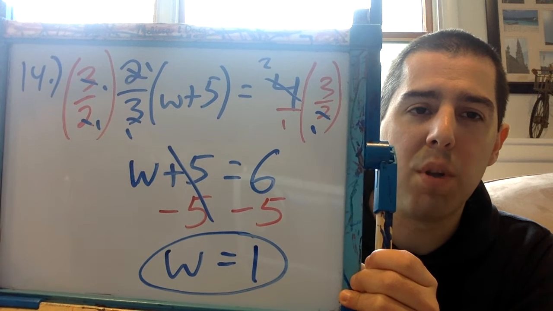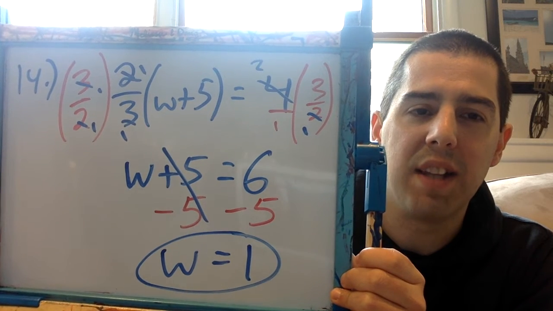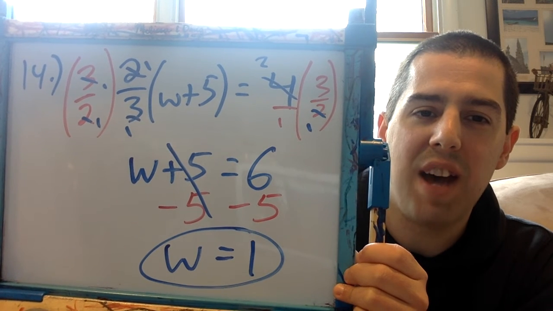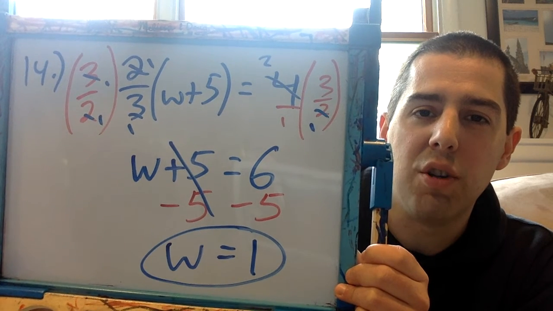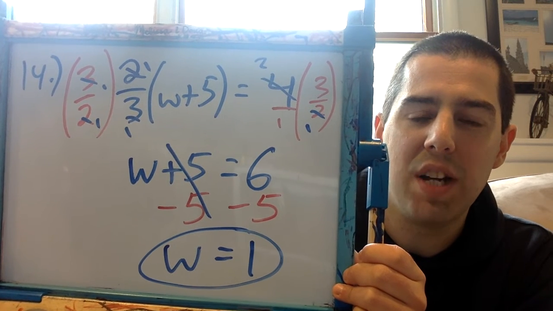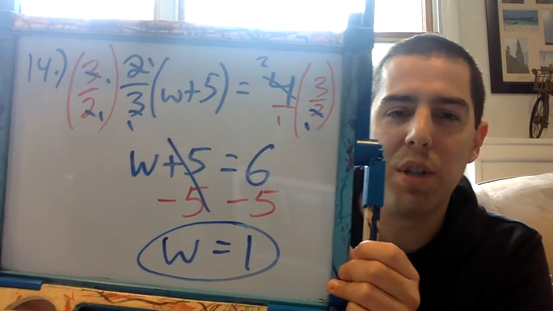Number 14, multiply by the reciprocal, 3 over 2, on both sides. On the left side, you'll have canceled out the 2 thirds, and you'll just have w plus 5. On the right side, you can do some cross simplifying, and you'll get 6. Now it's a one-step equation. Subtract 5 on both sides, and you'll get the solution, w equals 1.